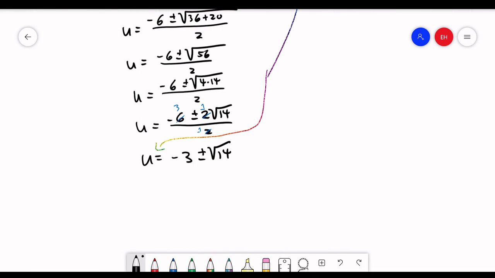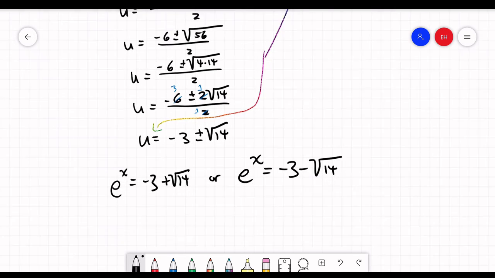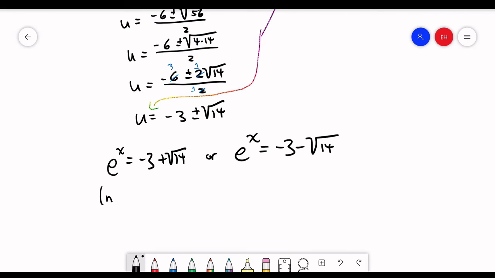So I have e to the x equals minus 3 plus root 14, or that e to the x equals minus 3 minus root 14. So how am I going to solve this? Pause and think about what you would do. Yeah, natural log is a good idea. So it's going to be the inverse of the exponential base e.